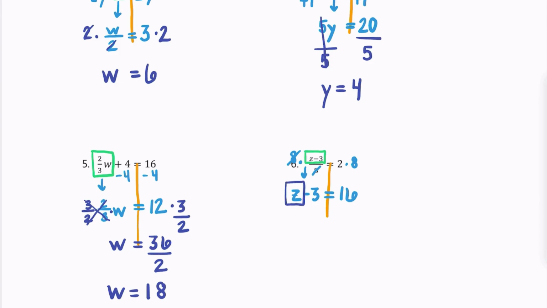Now, from here, we say, okay, I need to isolate my z, right? So I need to get rid of minus 3. The opposite of minus 3 is to plus 3. If I add 3 on the left-hand side, to keep it balanced, I need to add 3 on the right-hand side. Draw my arrow down. That leaves me with z equals 19. And I can always go ahead and plug that back in to check my work.